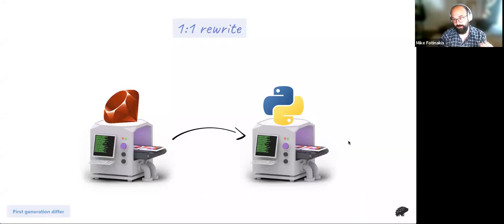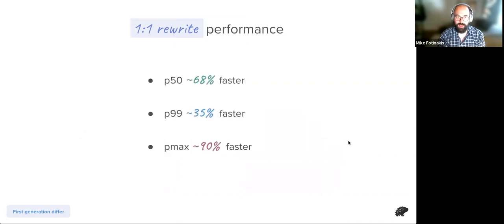So then while we were using this, we decided to benchmark it and see how our new differ was performing. And the one feature that you would have seen was all the diffing got way faster. So our P50 was 68% faster, 35% on P99, and 90% faster on the worst case scenarios. So that's a great start just for the 1-to-1 rewrite. And then we have a new baseline for adding a lot of improvements to the algorithm.